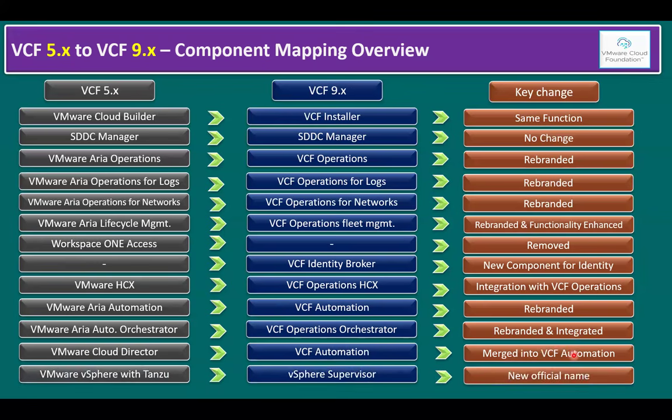Now, coming to the last but not the least, VMware vSphere with Tanzu. Tanzu is nothing but an enterprise-grade Kubernetes product. Previously we called it vSphere with Tanzu. Now they changed the official name to vSphere Supervisor. Whenever the customer is looking to modernize their application from either monolithic to microservices architecture, or tier-based to microservice architecture, in those scenarios we can propose the vSphere Supervisor component.